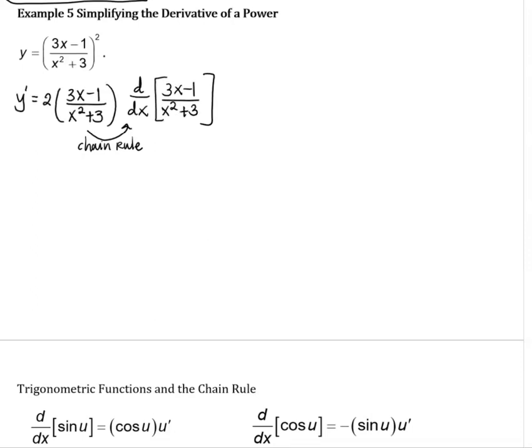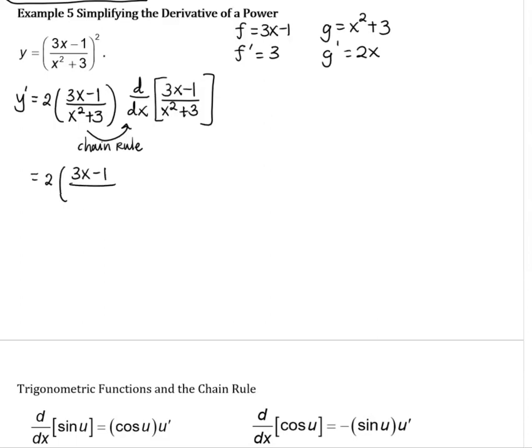Now, what it is that was on the inside is a quotient. So in order to take this derivative, we are going to need to use the quotient rule, where we identify f as the numerator and g as the denominator. We can use basic derivative rules to take f prime and g prime. Then I'm going to come down here and fill out what the quotient rule tells us the derivative is.